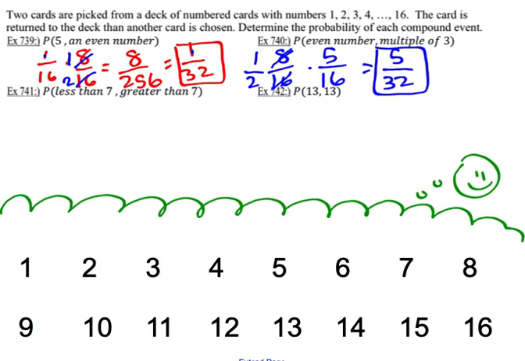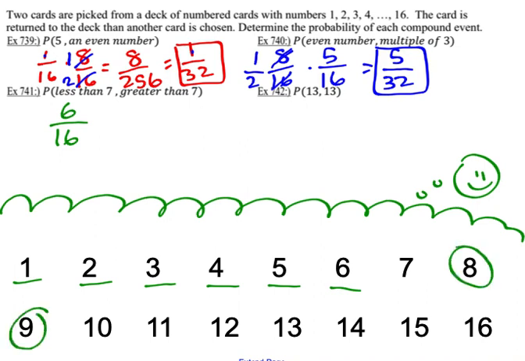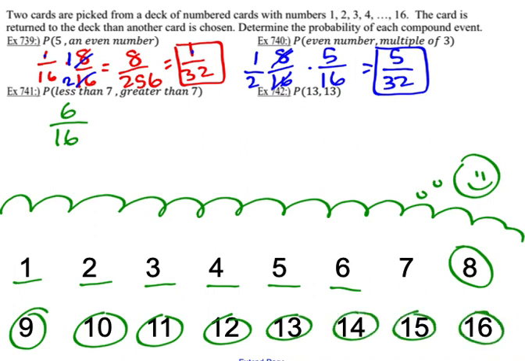We are going to pick a number less than 7. Less than 7, there are 6 out of the 16 numbers, because less than 7 will not include 7. And then greater than 7 would be the 8, the 9, 10, 11, 12, 13, 14, 15, and 16. There are 9 of them. So the second event has a 9 out of 16 chance of happening.